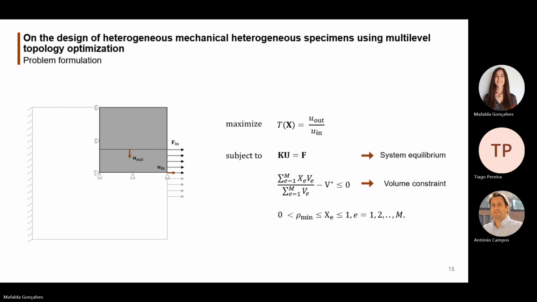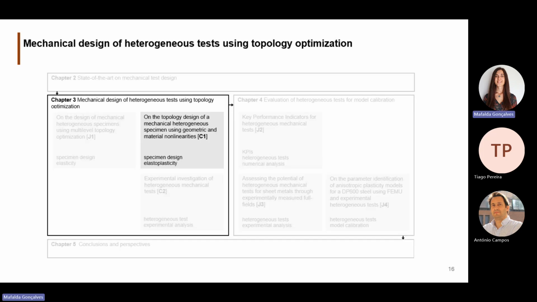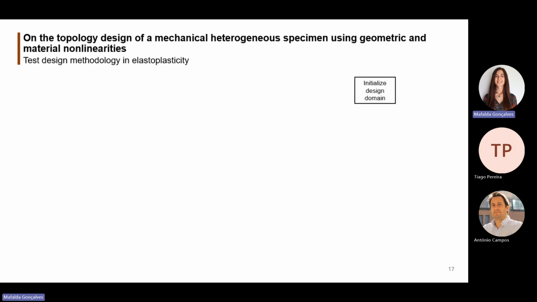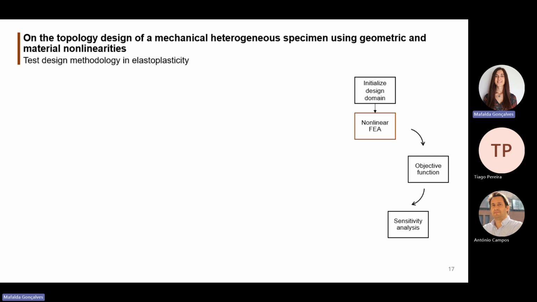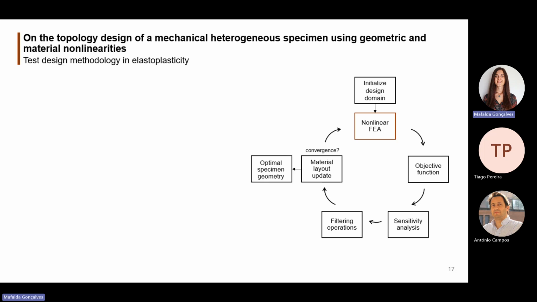predefined initially. The test design methodology is now extended to elastoplasticity, in order to incorporate geometrical and material nonlinearities. The test design procedure starts by initializing the design domain, and at each iteration, a nonlinear finite element analysis is carried out, and its results are used to compute the objective function and a sensitivity analysis. After some filtering operations, in order to improve the material distribution, the material layout update takes place. If the process converges, an optimal specimen geometry is obtained, and it is evaluated using a mechanical indicator.